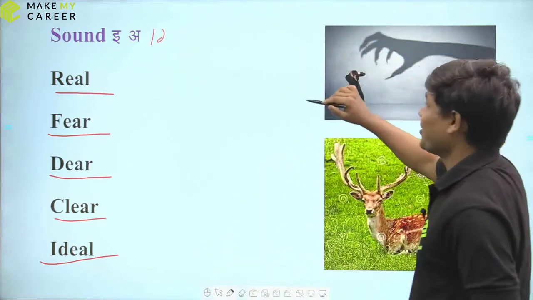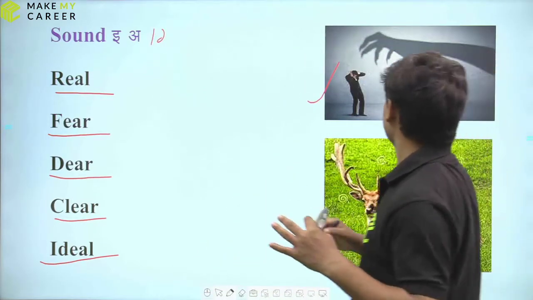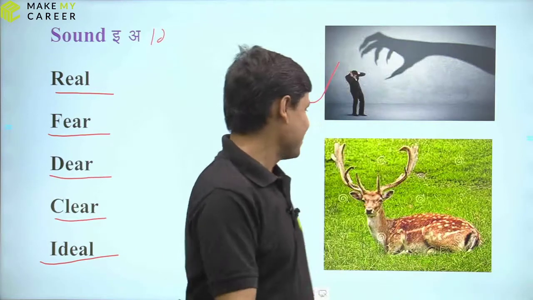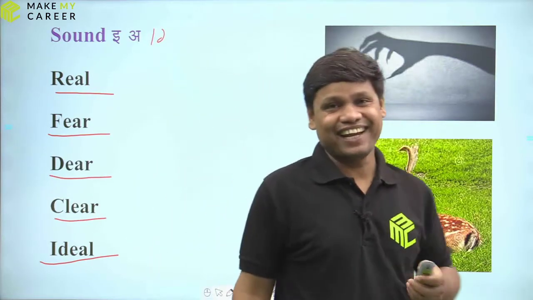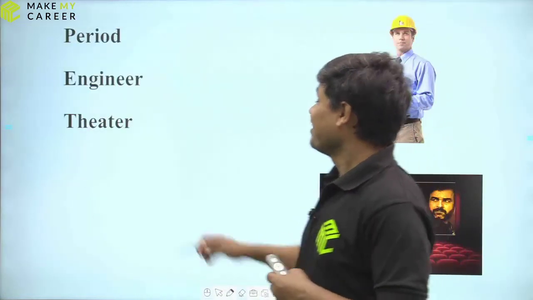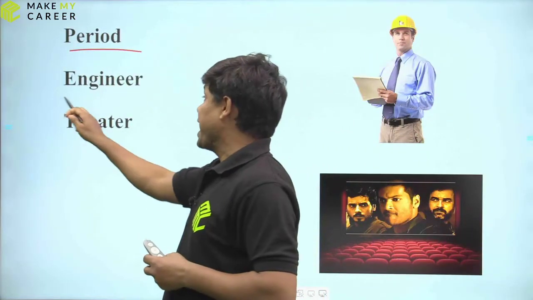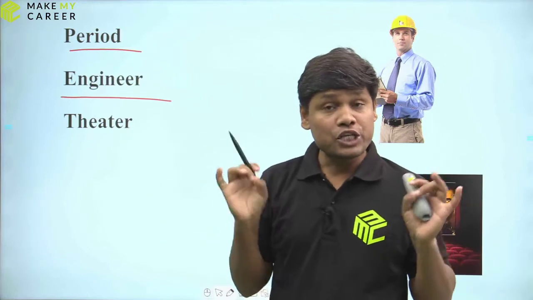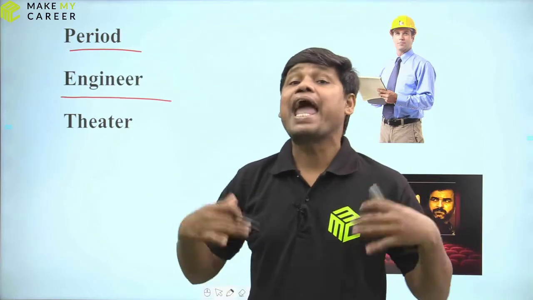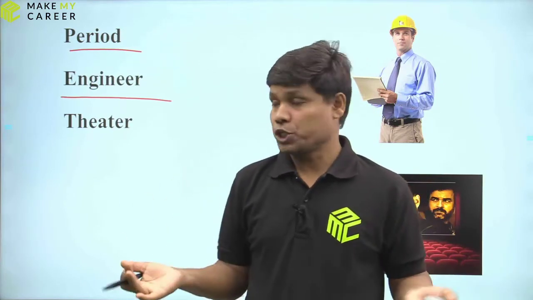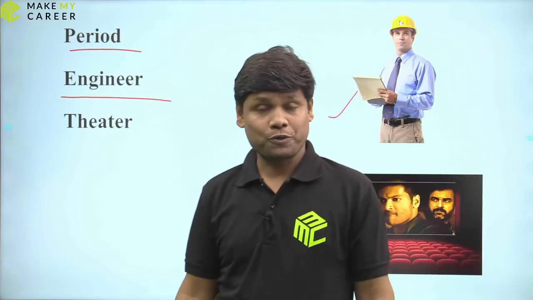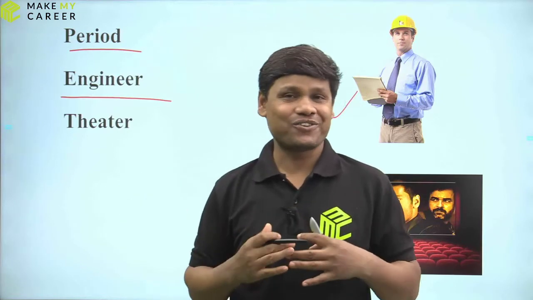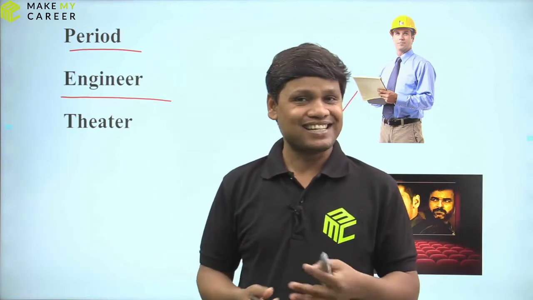Okay. Now you can see fear. This man is fearing. Now, deer. What a beautiful picture of a deer. All right. Let's go ahead. Now, engineer. My father is an engineer. My uncle is an engineer. One of my friends is an engineer.